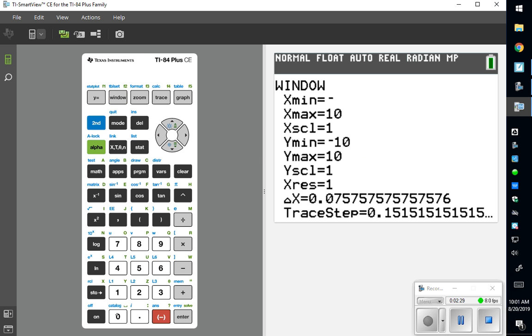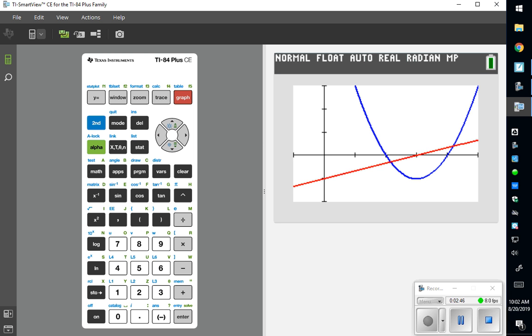For x min, I'm going to use -1. For x max, I'm going to use 5. For y min, I'm going to use -2. And for y max, I'm going to use 3. There's any number of different possibilities that will be a good window for these graphs. That's just what I happen to pick.